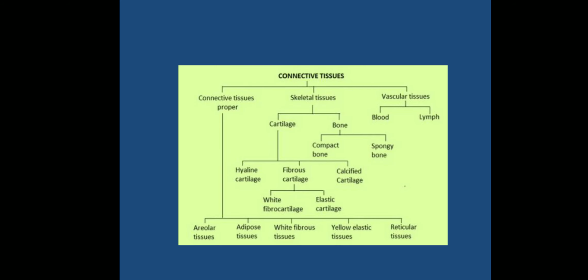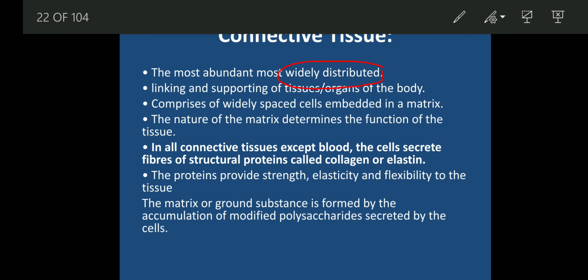So what does it contain? It mainly consists of widely spaced cells, which have a lot of space between them. Before this we have seen that epithelial tissues do not have intercellular space, but contrary to that, these connective tissues have a lot of space between the cells. So it has a high amount of intercellular matrix and intercellular spaces, which are present in a matrix. The cells are embedded in a matrix. Embedded means they are fixed in the matrix.